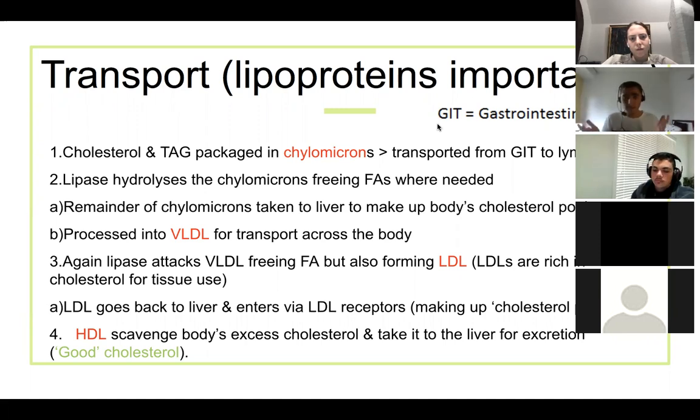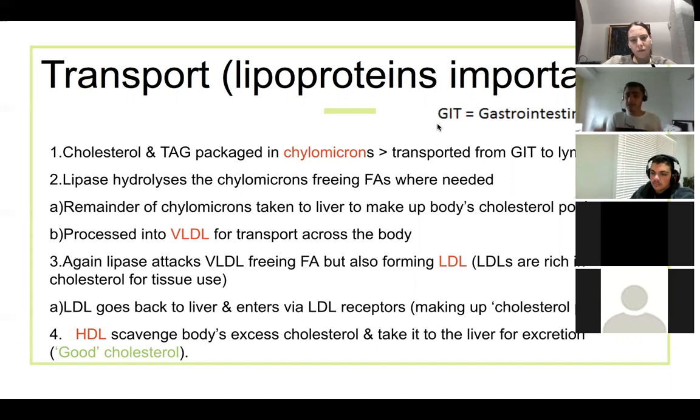And then again, lipase, gotta love lipase. It attacks the VLDLs and frees fatty acids again, but it also forms LDLs, the next density. It frees some of the contents to make it even denser. LDLs are really rich in cholesterol. That's why the body does this process: if we only need the cholesterol and not the fatty acids, we use the LDL form to get it to places. Then the LDLs go back to the liver, and they can also make up the cholesterol pool for the body.